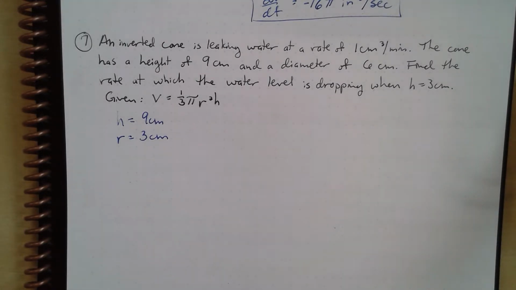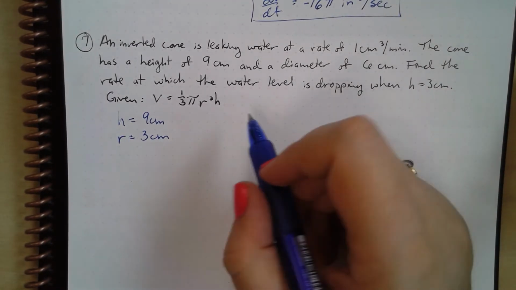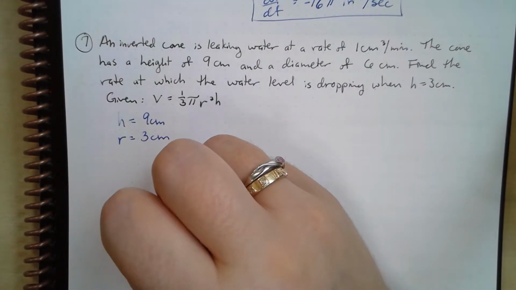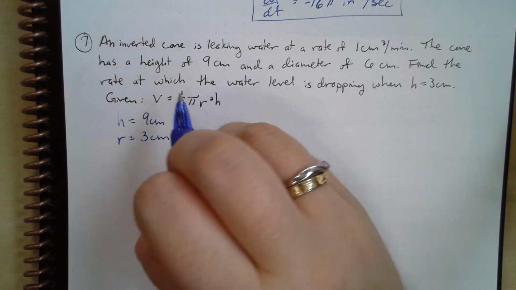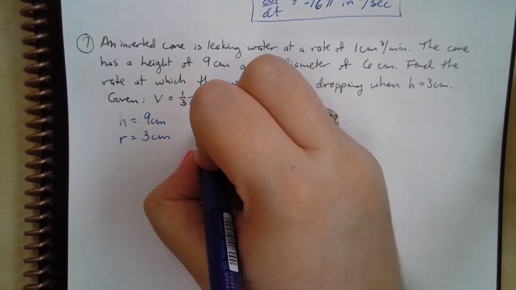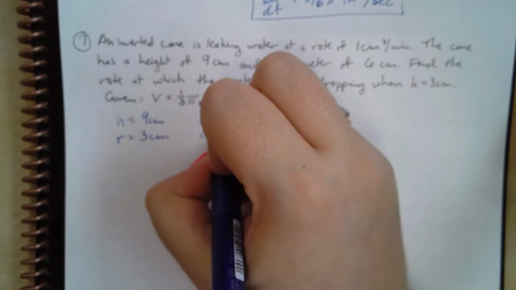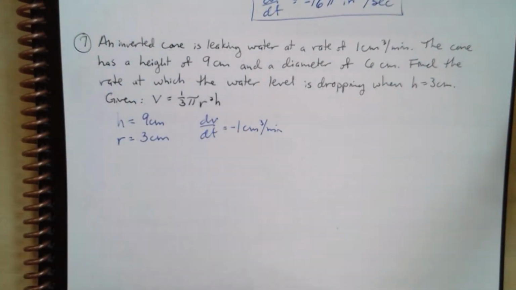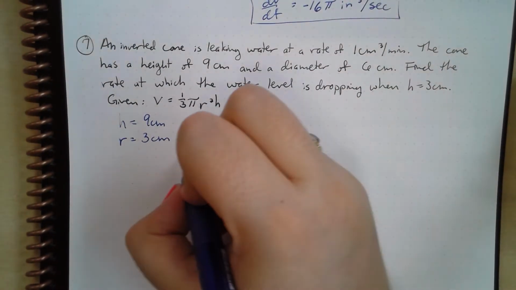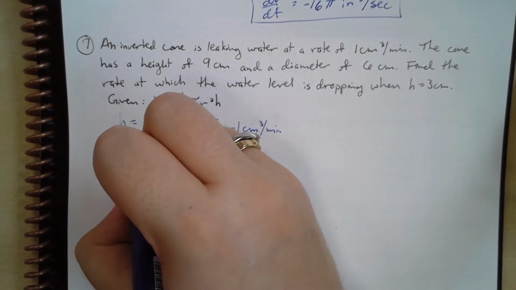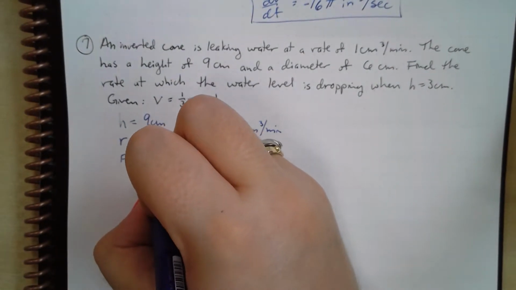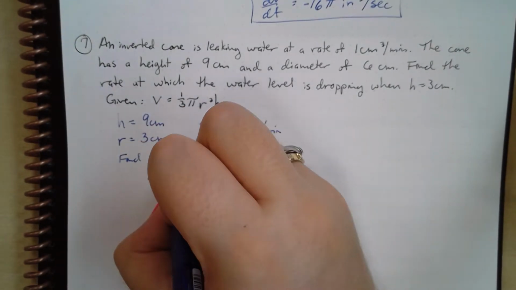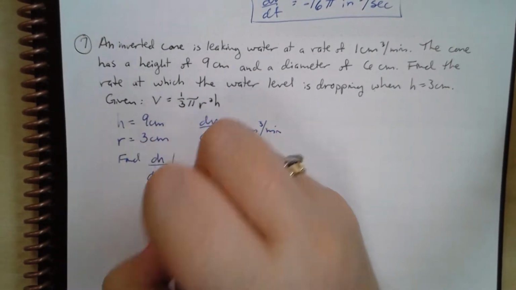We want to find the rate at which we're given this. We're also given the rate at which the water is leaking, so dV over dt is equal to -1 centimeters cubed per minute, right? It's a leaking cone. And we want to find dH over dt, the rate at which the height changes when h equals 3.